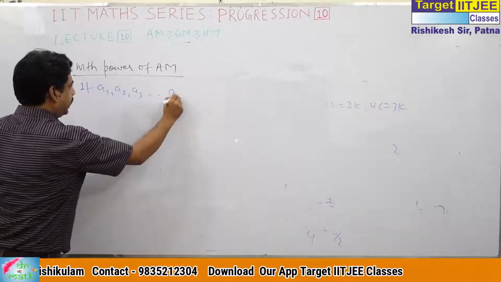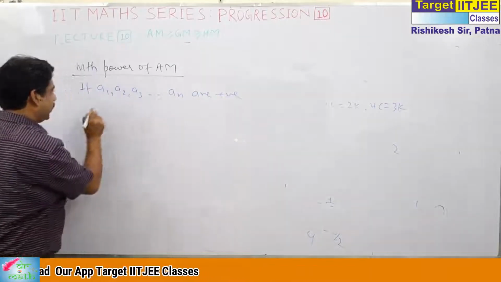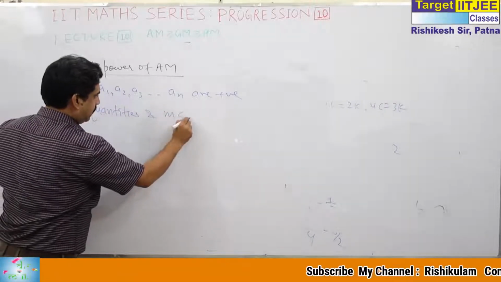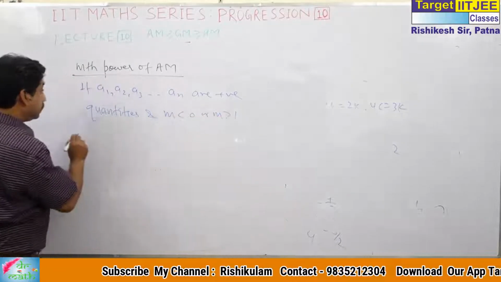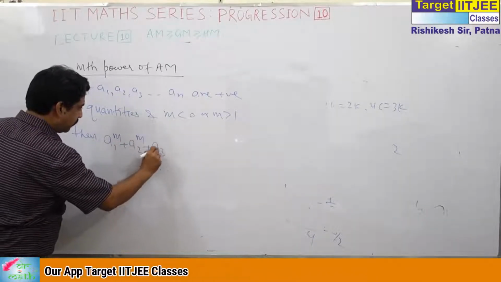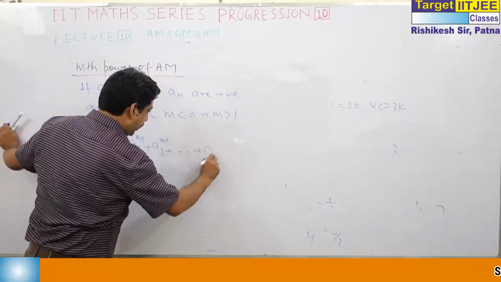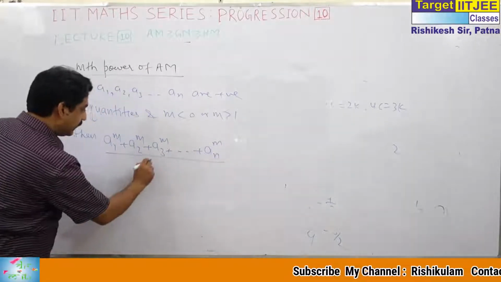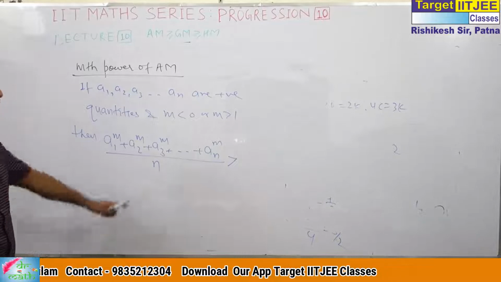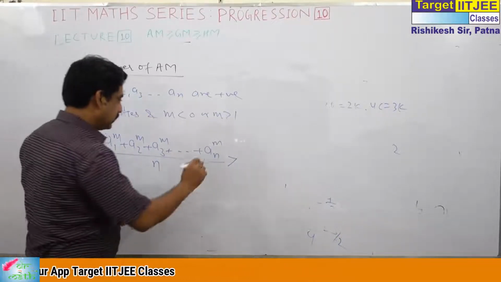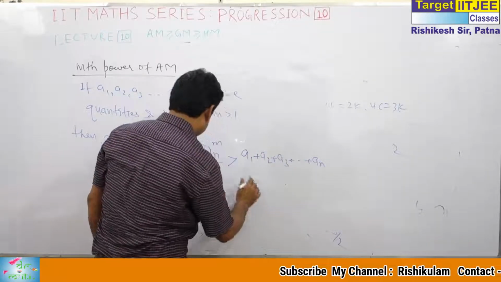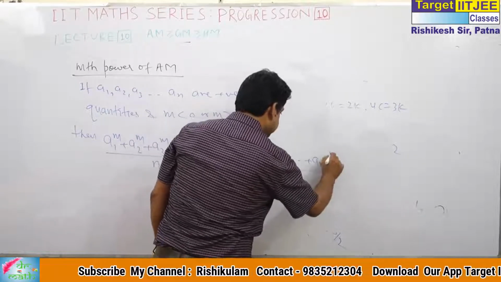If A1, A2, A3 up to An are positive quantities and m is less than 0 or m is greater than 1, then (A1^m + A2^m + A3^m + ... + An^m)/n is greater than ((A1 + A2 + A3 + ... + An)/n)^m. Equality holds when m is equal to 1, or m is equal to 0.